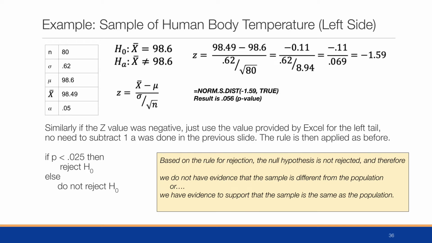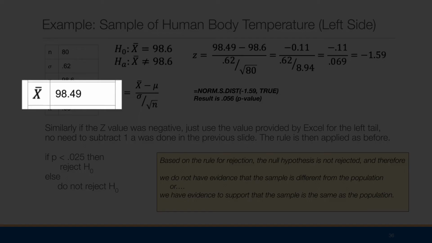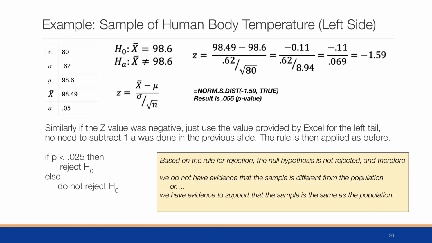Let's assume that the z-value was negative. So in this case, we have an x bar of 98.49 instead of the value that we had before, which was 98.71. Because our z-value is negative, we're looking for that tail on the left side because it's norm.s.dist of negative 1.59. So in this case, because it's negative, just provide the straight value for the left tail, no need to subtract from 1. The rule is then applied as before. We will take p less than 0.025, reject H0. If it's otherwise, we do not reject H0.